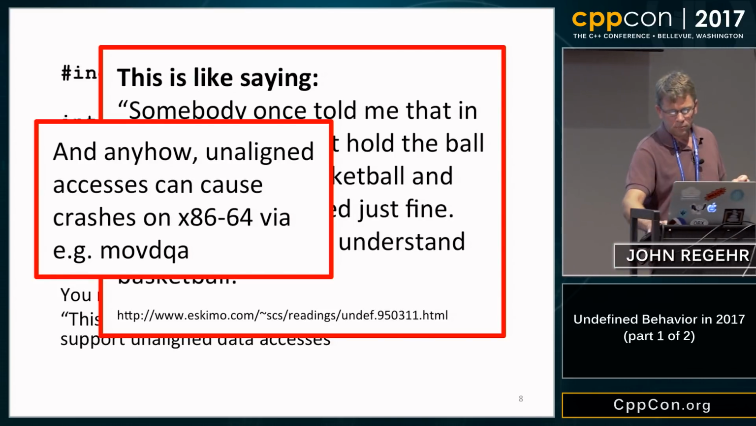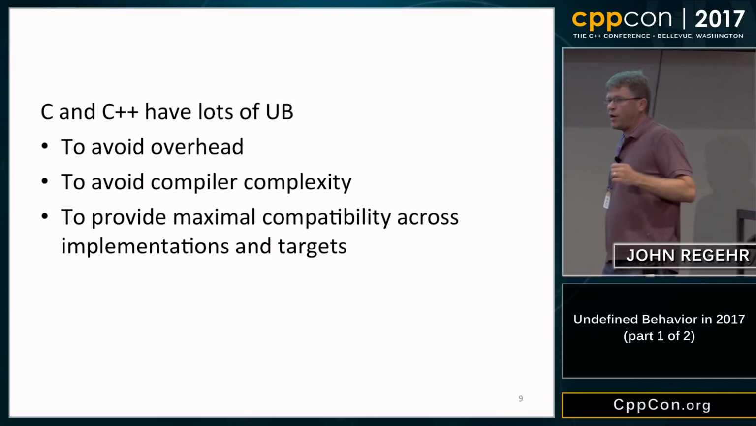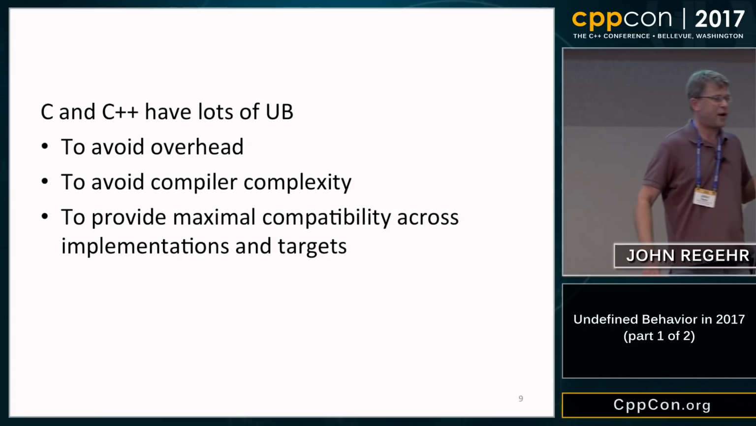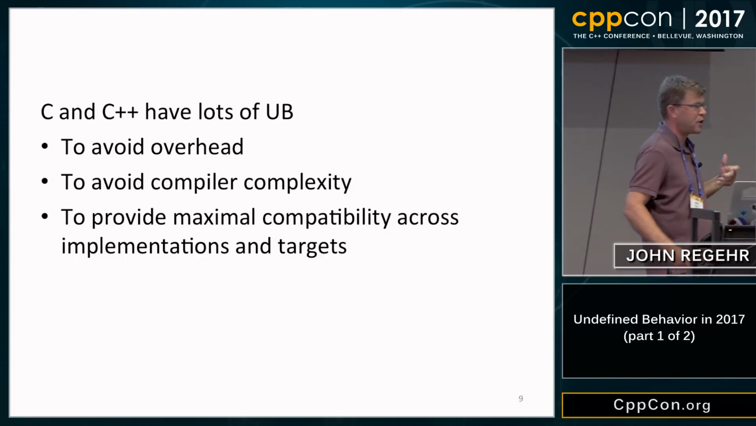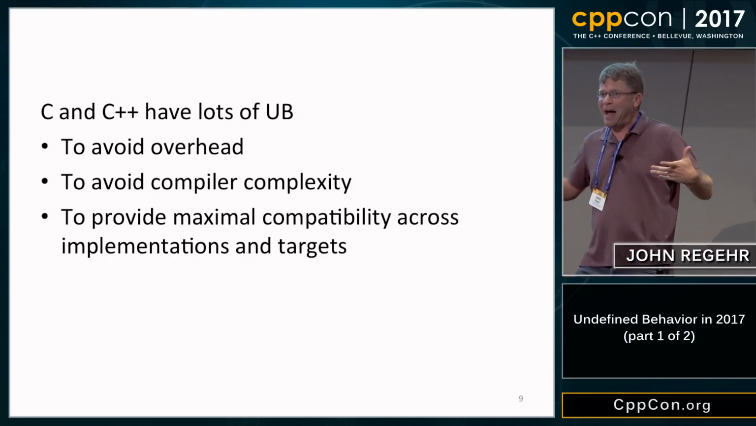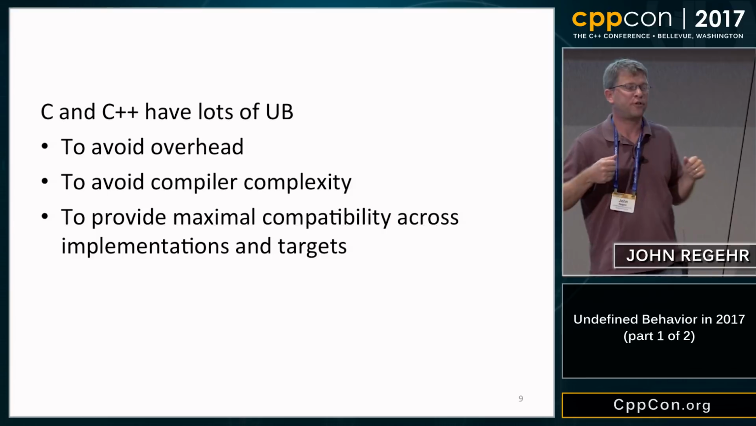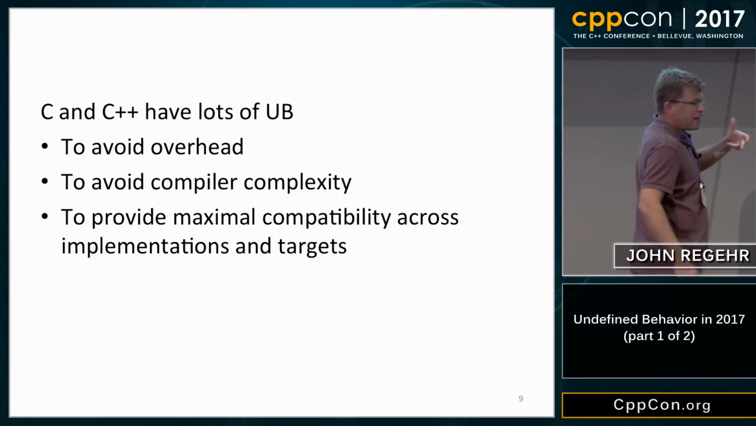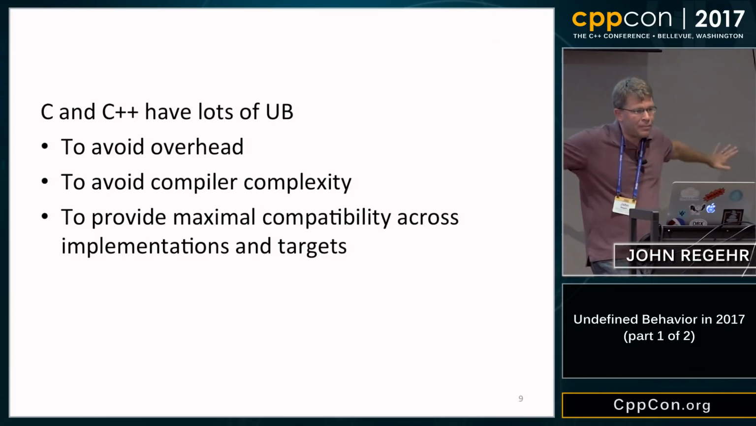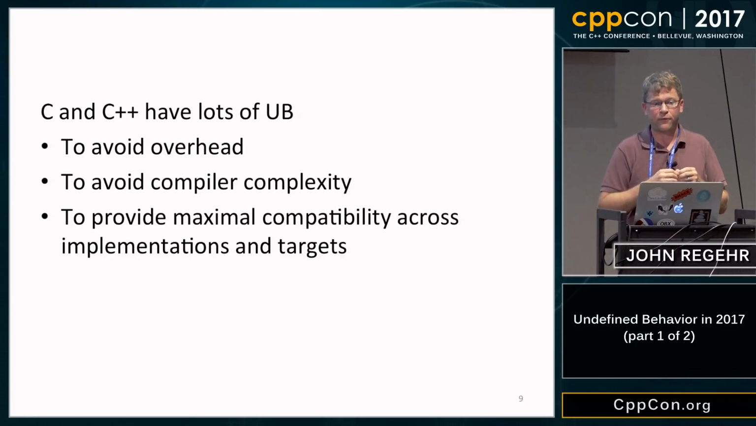Okay. So C and C++ have lots of undefined behavior. They have undefined behavior to avoid overhead in the generated code. They have undefined behavior to avoid compiler complexity. The compiler gets to assume things that would either be difficult or impossible to prove from first principles if the compiler weren't allowed to just assume them. And then they have undefined behavior to provide compatibility across different implementations of the language.